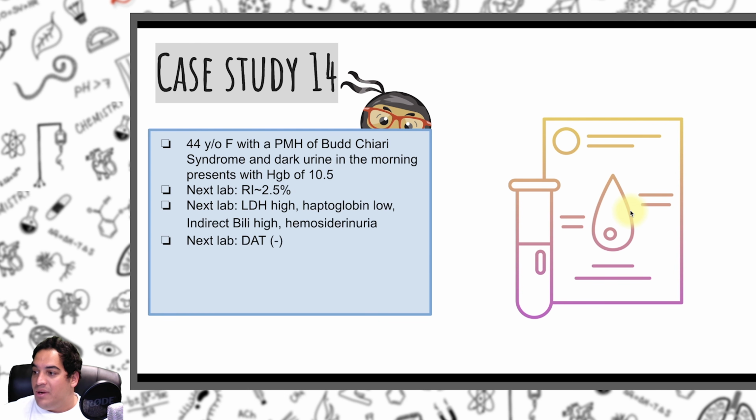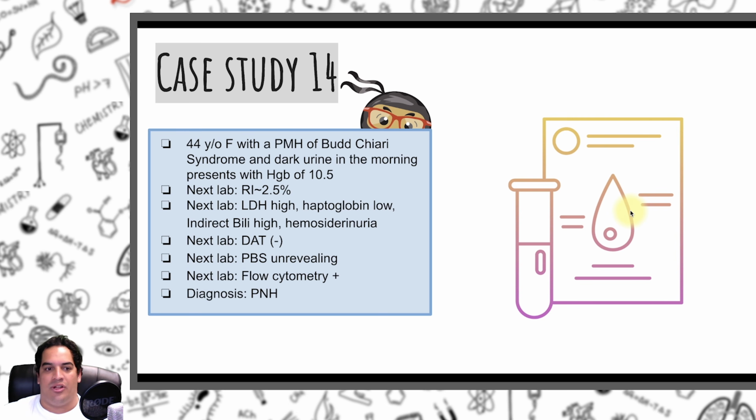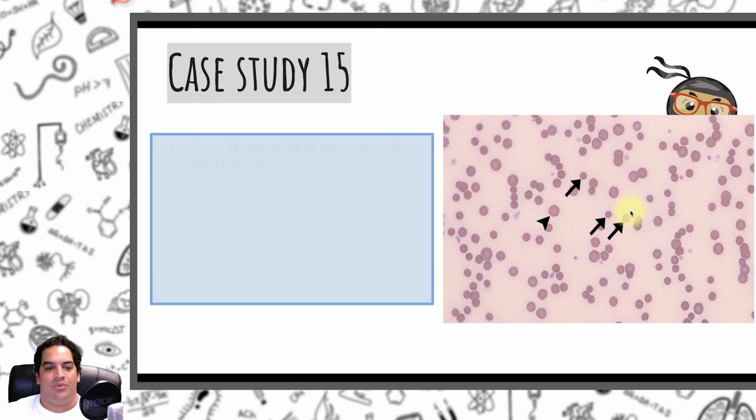Look at my peripheral blood smear and consider my history. My history, they have Budd-Chiari syndrome. That's a venous clot within the hepatic veins, and they have dark urine in the morning. I can look at my peripheral blood smear. Sometimes it'll show spherocytes, but sometimes it's unrevealing. Oh, it's unrevealing. I have a suspicion of what? Paroxysmal nocturnal hemoglobinuria. What do I have to use to confirm? Flow cytometry. It's positive. What do I have? Paroxysmal nocturnal hemoglobinuria. All right, next one.